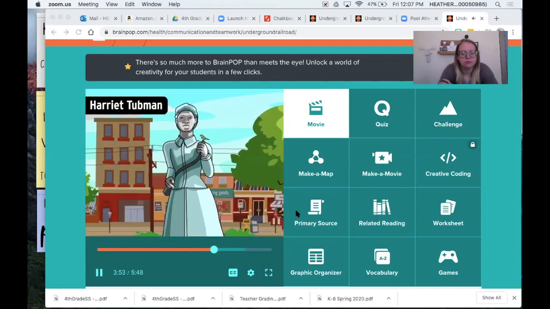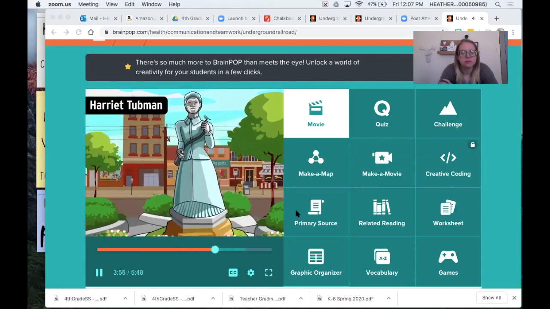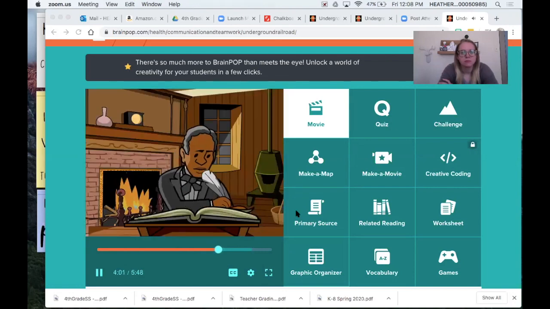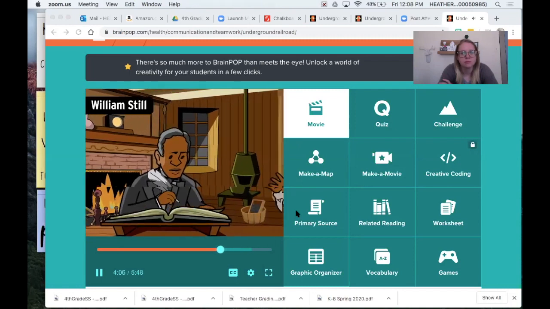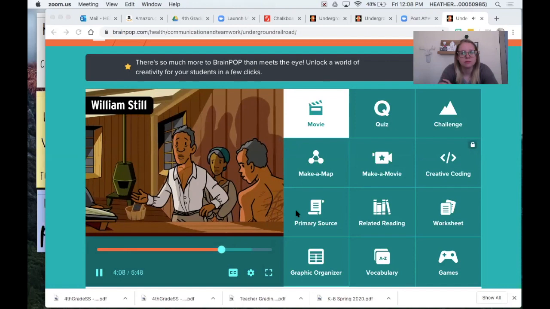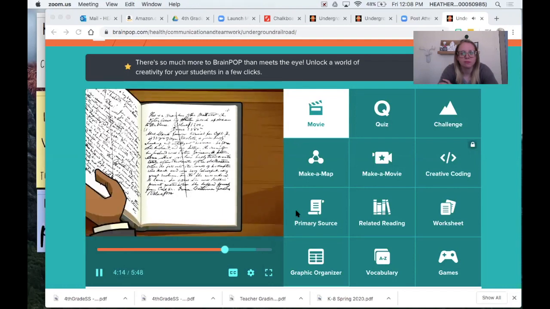She was born into slavery in Maryland, but escaped to Pennsylvania when she was a young woman. Tubman helped more than 100 people make it north. Another important conductor was William Still. He kept detailed records of the nearly 650 people he helped save. Still used these stories to publish a book about their experiences. That's one reason we know so much about the Underground Railroad.